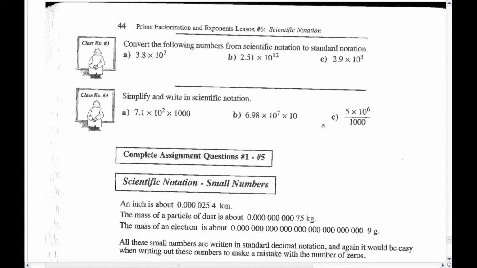So here it says, convert the following numbers from scientific notation to standard notation. So what we want to do is take our 3.8, and it's getting bigger. It's a big number. 10 to the 7 is a positive exponent. To make 3.8 bigger, we have to move the decimal place to the right 7 times. 1, 2, 3, 4, 5, 6, 7. So add zeros in there. And that means our final answer is going to be 38 million.